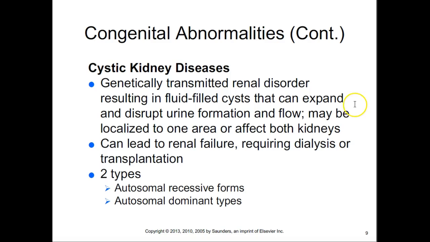You have two types. There's autosomal recessive and autosomal dominant. Remember, autosomal dominant means that you only need one defective gene in order to get it, which means you probably have a parent that has the disorder. Clearly, the disorder is not lethal because they were able to live long enough to pass it down to their children.